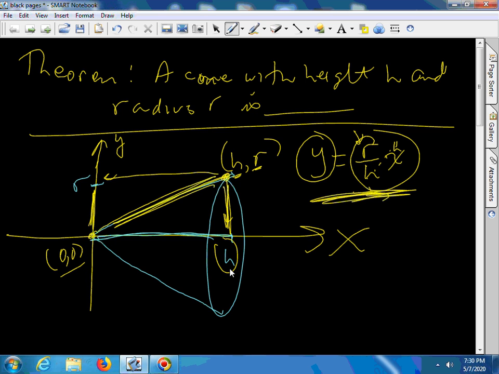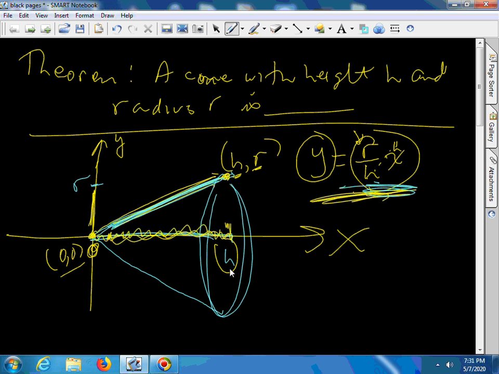And we're going to rotate it from 0 to h, when x goes from 0 to h. I hope this is crystal clear. If you rotate this line, you are going to get a cone. And the radius of the cone is going to be r, and the height of the cone is really going to be h. It's pretty neat.